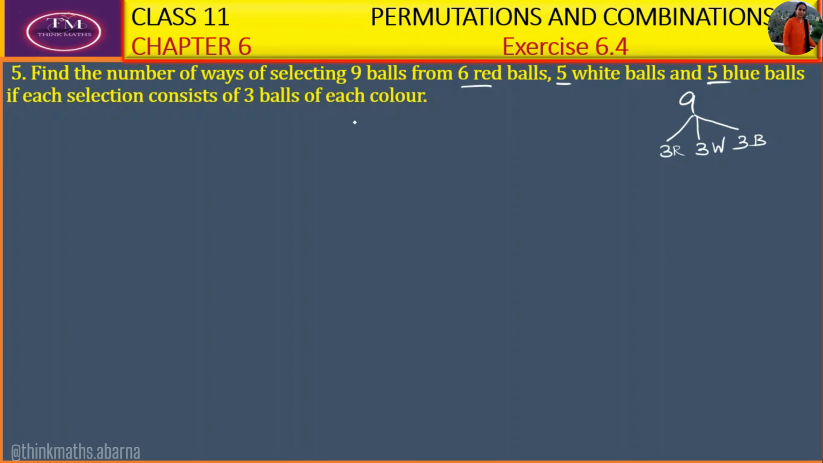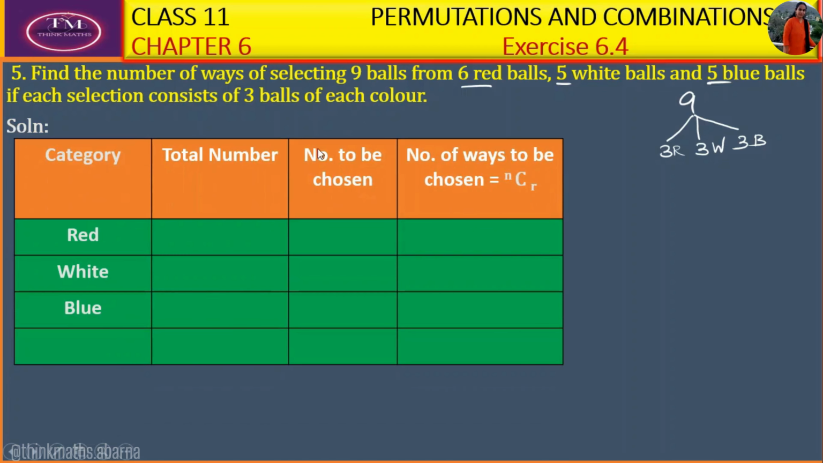Okay. So let me frame the tabular column. The categories are red, white, blue. How many total red balls? It is 6. How many total white balls? It is 5. How many total blue balls? It is also 5. So totally we have 16 balls. From red balls, we have to choose 3. From white balls, we have to choose 3. From blue balls also, we have to choose 3. So this is N and this is R. So number of ways to be chosen.